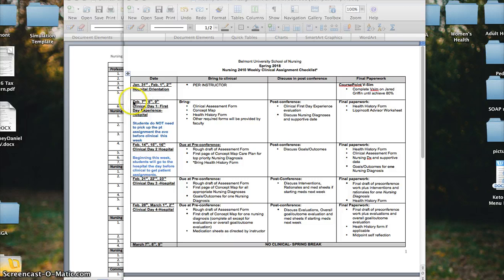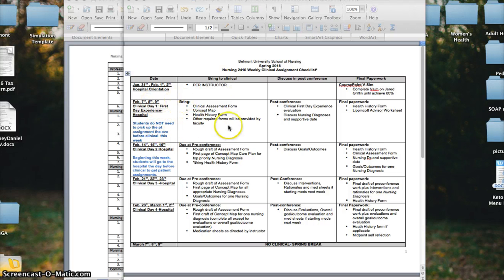So here you see that the week after hospital orientation, this is called clinical day 1. We also refer to it as a shadow day. There will be another email coming next Friday that talks about the shadow week, so don't worry too much about that yet. You will see that students do not need to pick up a patient assignment this day, so we are not assigning patients to students this week.